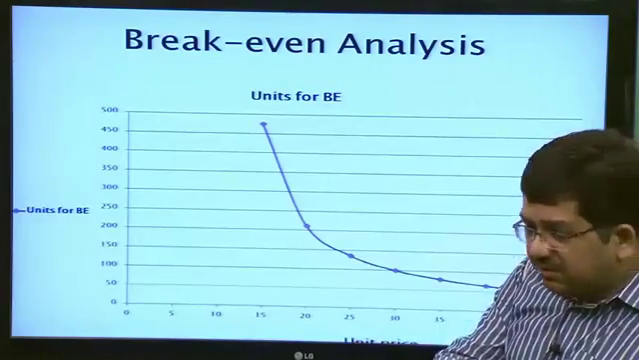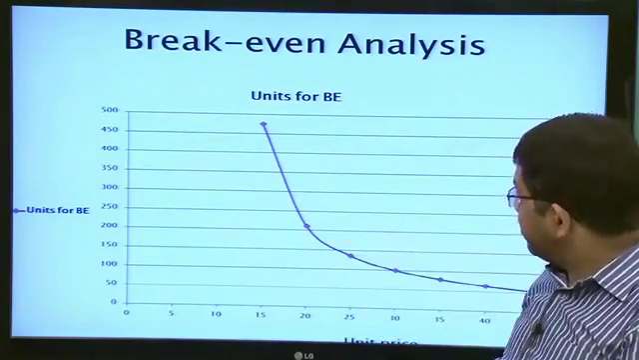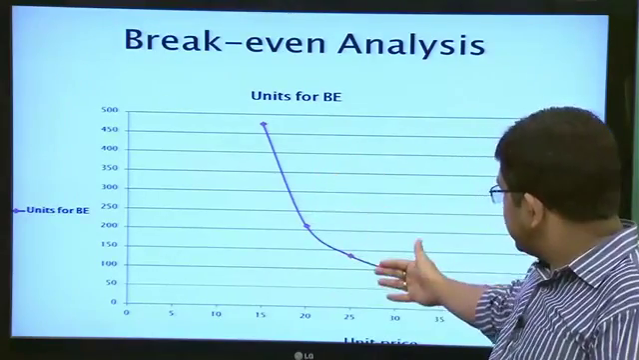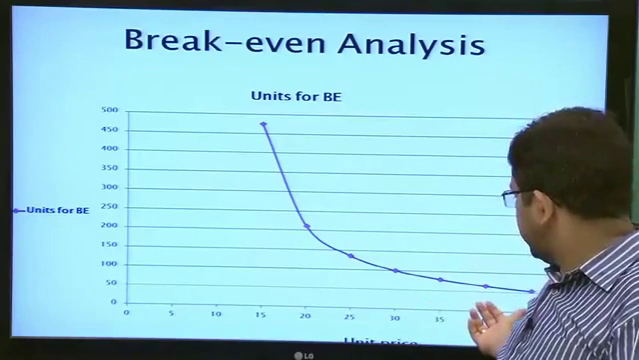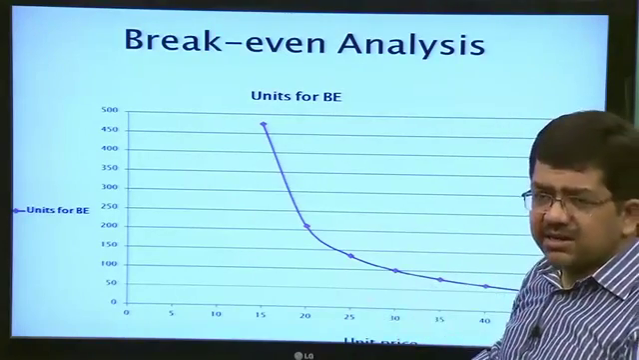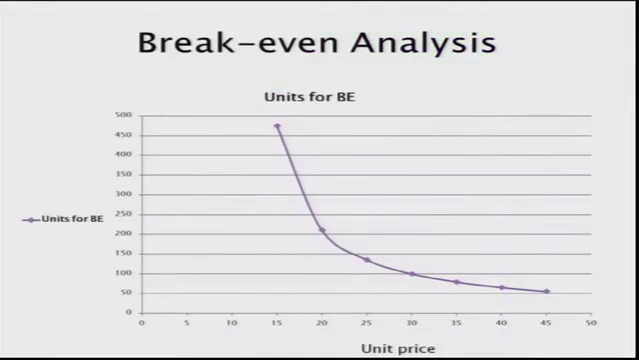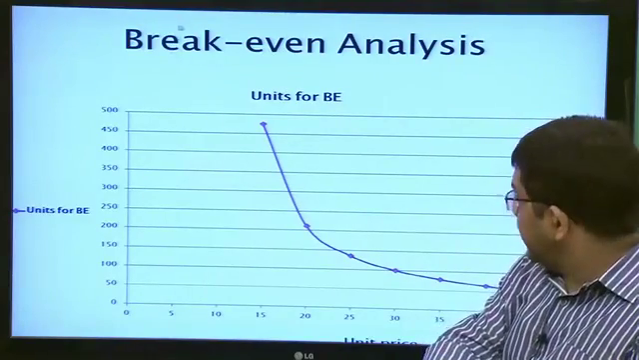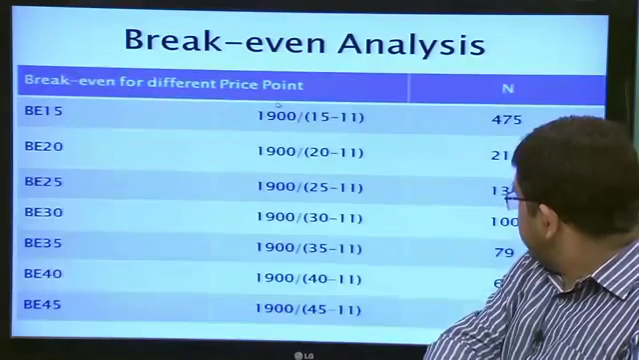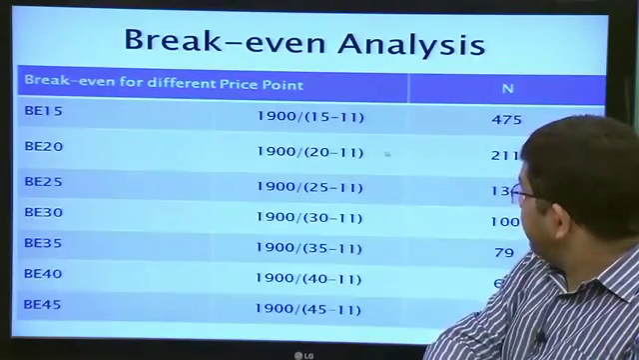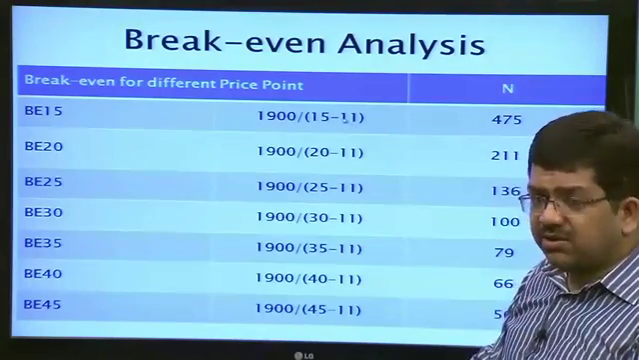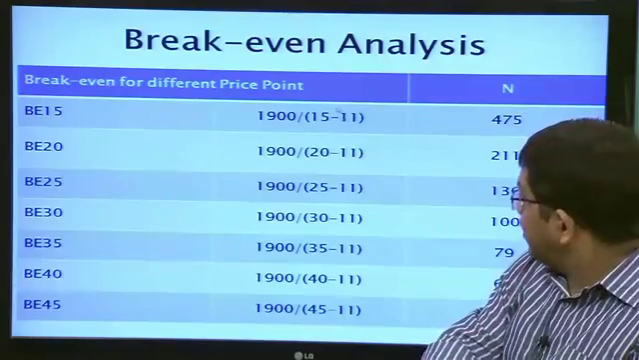The better way to understand this is through this graph. Initially there is a sharp decline, but after a particular point you do not get a similar level of advantage in terms of the number of units that you have to produce. So with this I go back here, and you will see that the more contribution margin you have, the fewer units you have to sell or produce to break even.